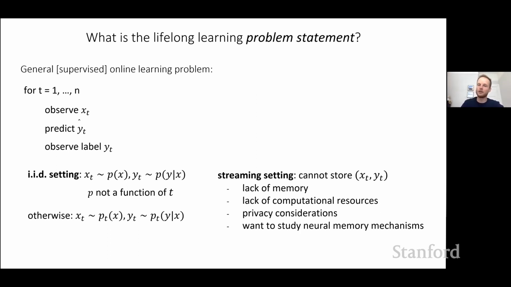Or when you want to study neural memory mechanisms that are biologically plausible, how we memorize things and how we adapt. In that case, we don't really have a very hard memory like we do in computers, where we can just store all the data. So when people study these kinds of mechanisms, they usually also assume the streaming setting. So overall, this is true in some cases, but not in many other cases. And most of the cases we'll be discussing today will be the cases where you don't have to be in the streaming setting. You are allowed to store the data as you see it.